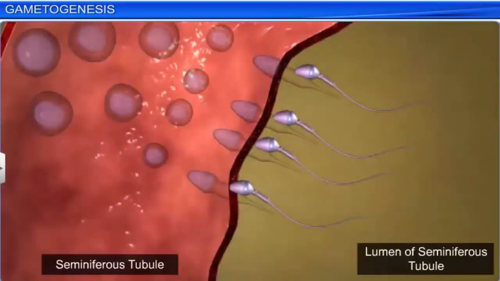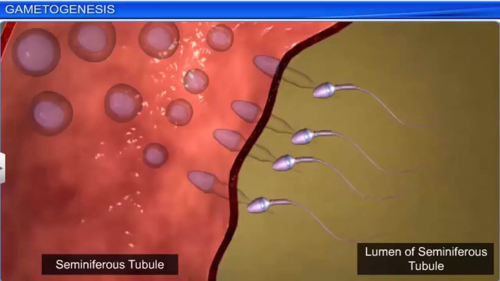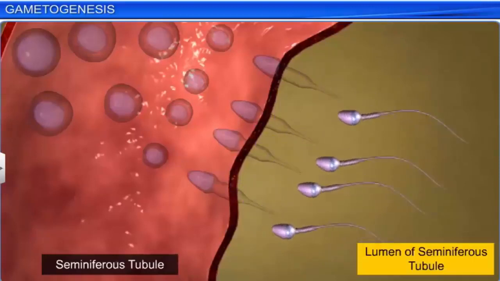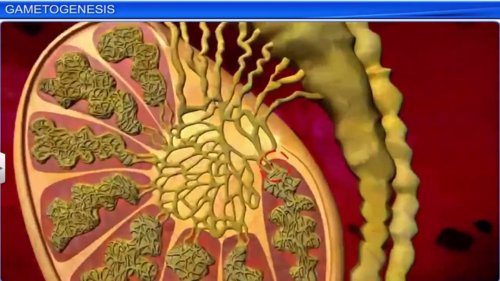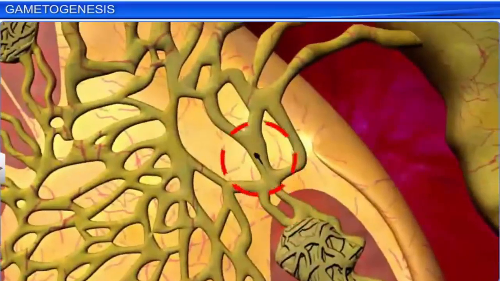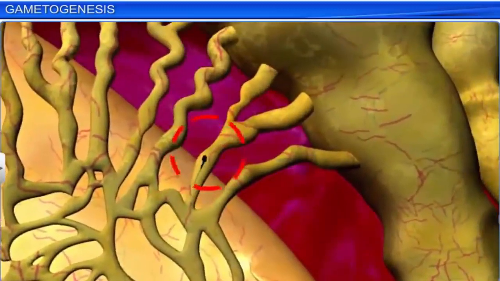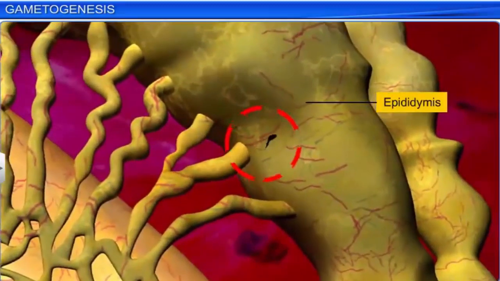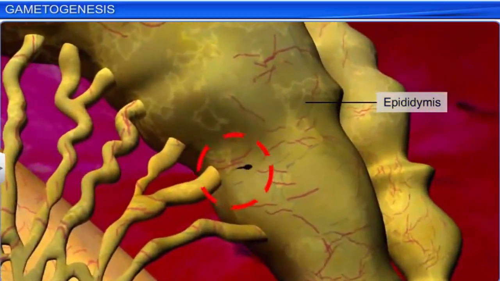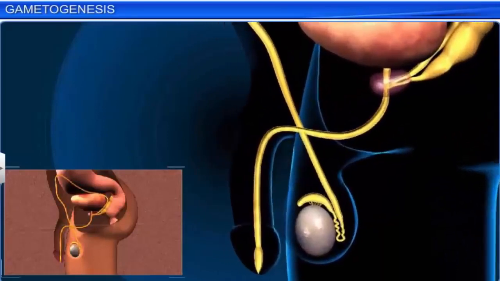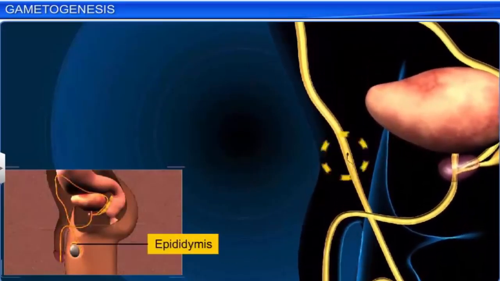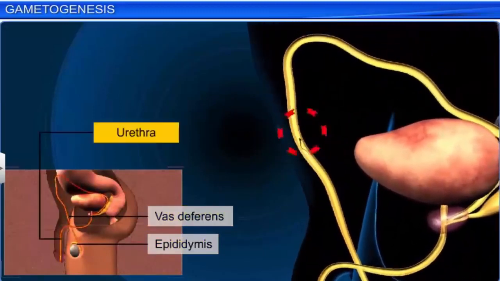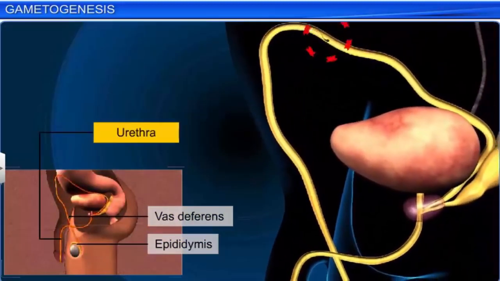Post-spermiogenesis, non-motile sperms are released into the lumen of the seminiferous tubules by a process called spermiation. The lumen has testicular fluid that helps transport the non-motile sperm to the epididymis, where they mature and become motile. During ejaculation, sperm from the epididymis are transported via the vas deferens to the urethra in the penis.